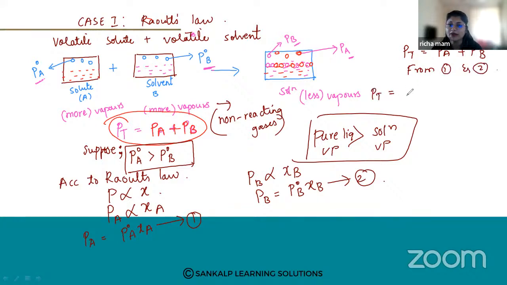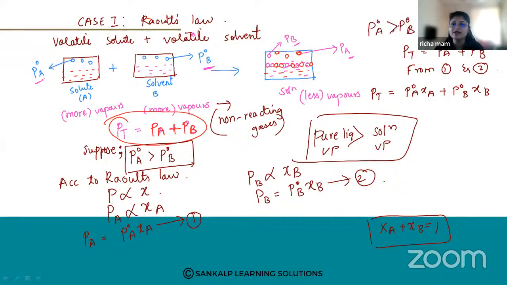So P_T will be equal to P naught of A into chi of A plus P naught of B into chi of B. Now we know one more condition: chi A plus chi B equals 1. We know this condition. Now I want to express it with P naught of A greater than P naught of B, that is, the solute is more volatile than the solvent. So this condition you don't forget.